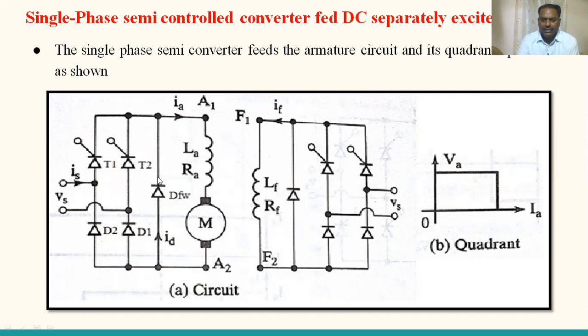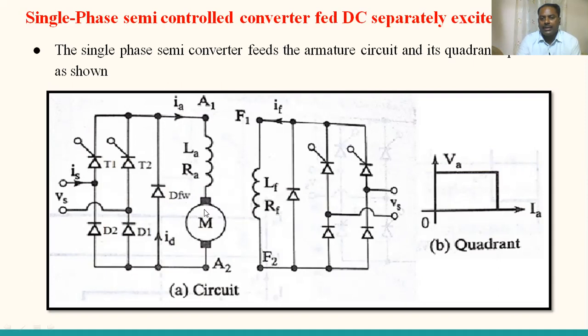So here, is there any parameter which was unknown for us? No, all the parameters are very clear. Vs is the source voltage, Is is the source current, T1, T2 are the control switches, D1, D2 are the uncontrolled switches, and DFW is the freewheeling diode, which carries the freewheeling current ID. So this is the armature current which is coming from the source to the motor, and A1 and A2 are the armature terminals, and this one is the armature resistance and armature inductance, and this one is the motor.